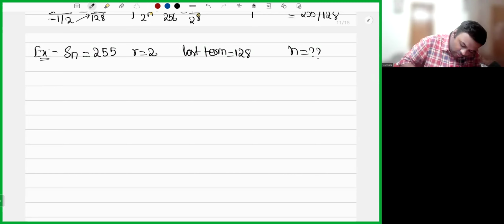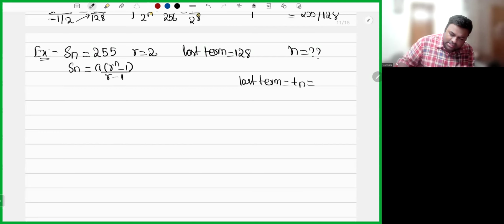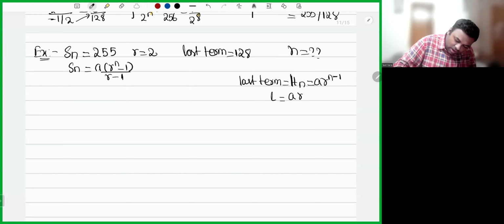See, how will I solve? What is the formula for Sn? A into r power n minus 1 divided by r minus 1. This is the formula, right? What is the last term in arithmetic progression? Tn. In the same way, what is the last term in geometric progression? That's also Tn, sir. So a into r power n minus 1. Now Tn, the last term, I'll write it as L. L is equal to a into r power n by r. I hope all of you agree with this.